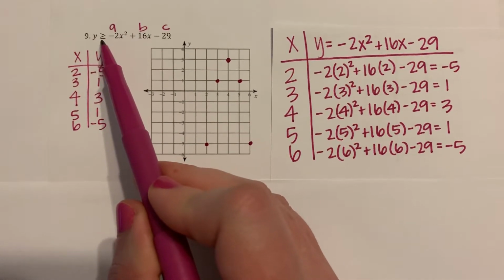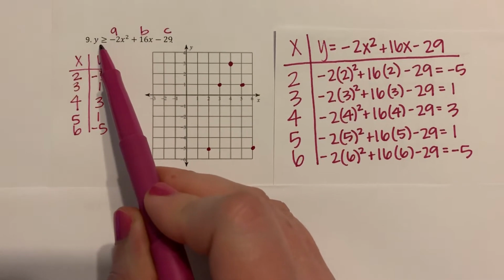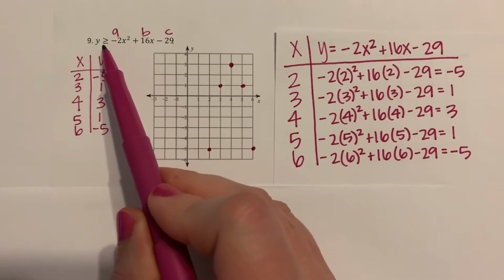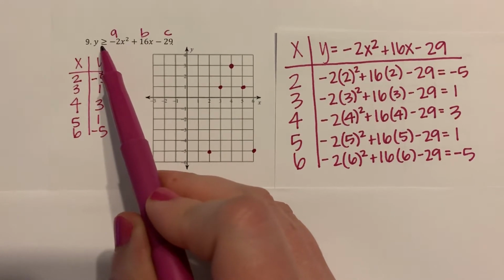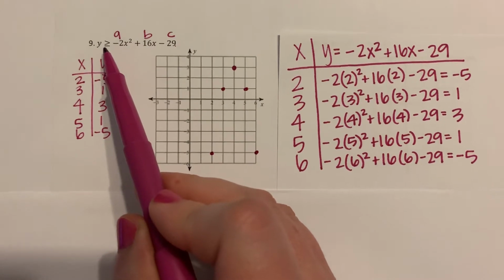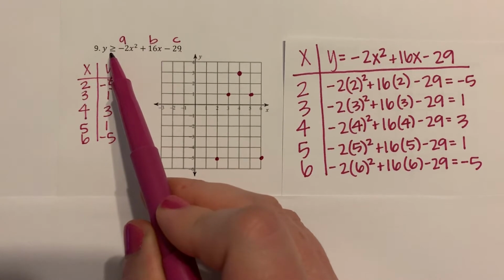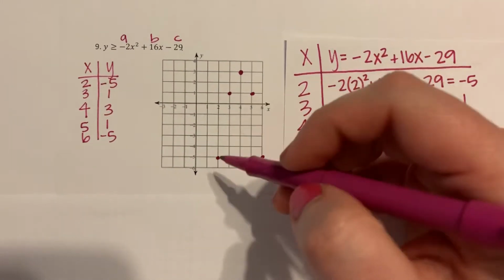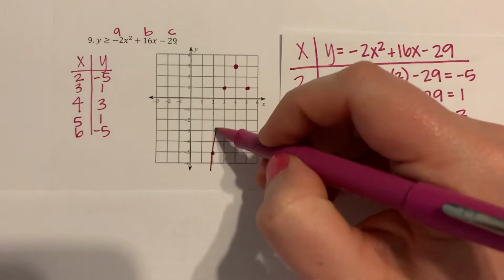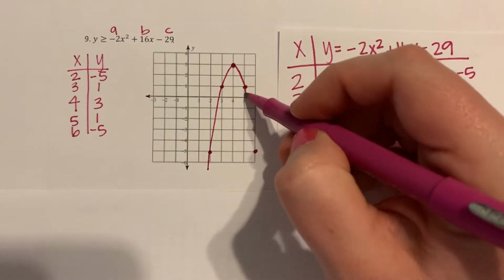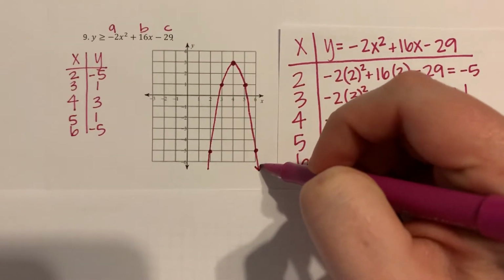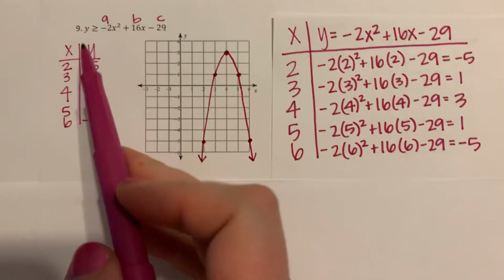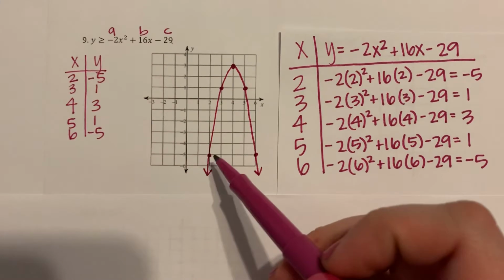I need to check and make sure before I draw my line if I need to do a dotted parabola or one that is not, like a solid one. Because it has an or equal to underneath it, I know that it's going to be solid. So just go ahead and connect these as best you can. Okay, it's not dotted because there is an or equal to, it will be solid.